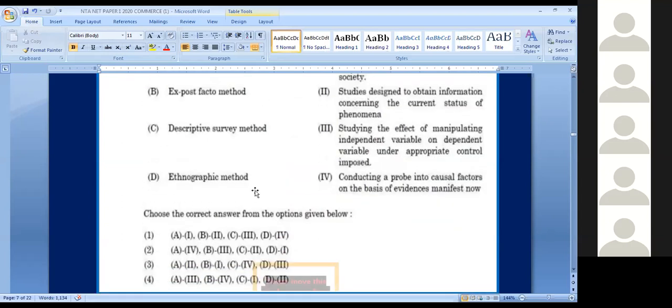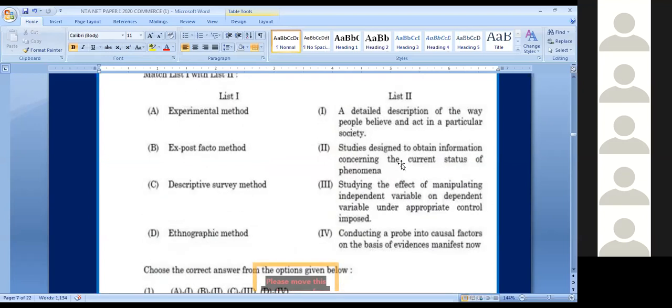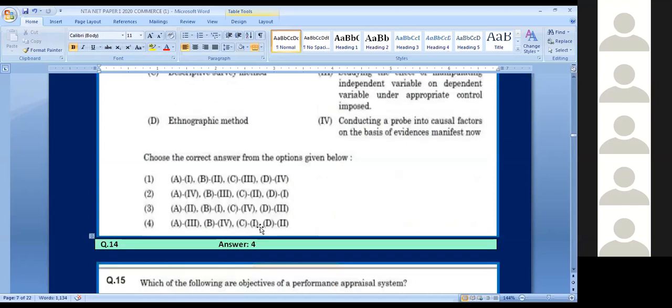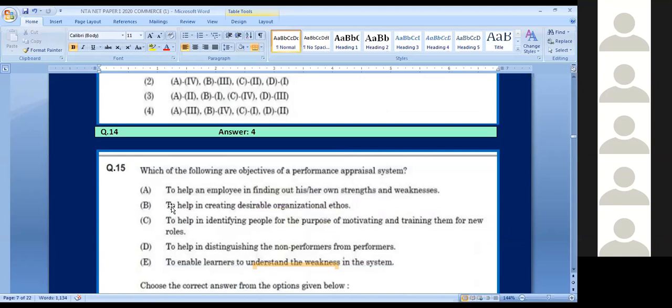For D it is 2. Ethnographic method, studies designed to obtain information concerning the current status of phenomena. Okay, ethnography is a study about a particular race. That's called ethno, race, graphy, to study, to write about something. Correct? So ethnography is a study about a particular race. So C and D match. I can directly click 4 and move on.